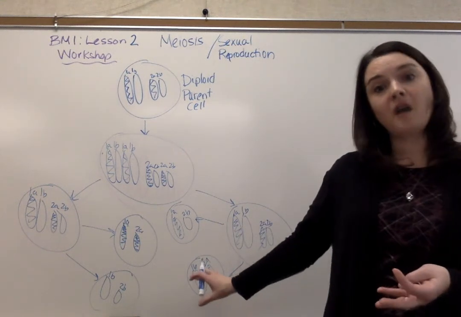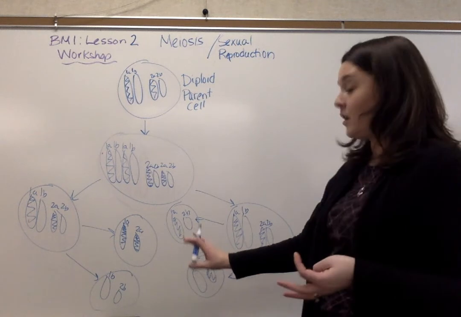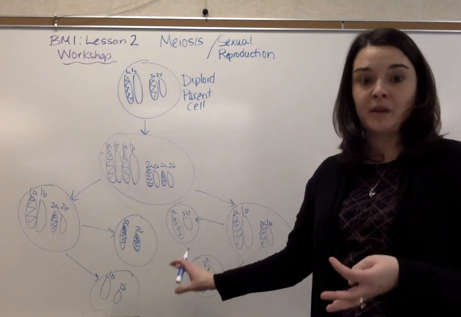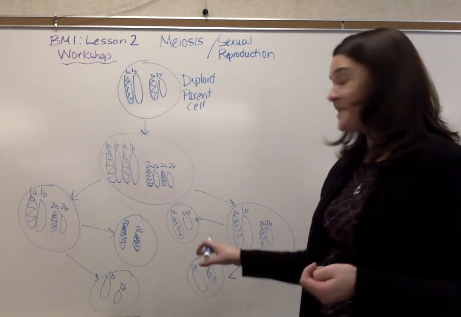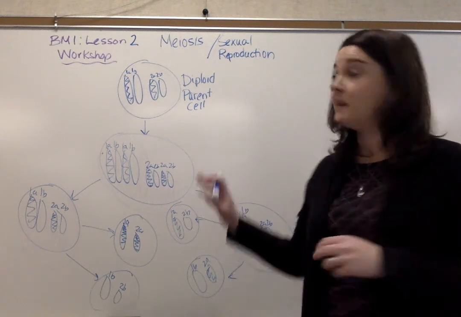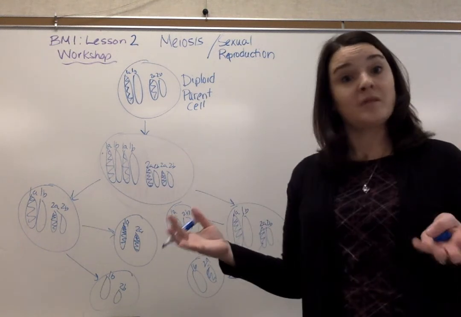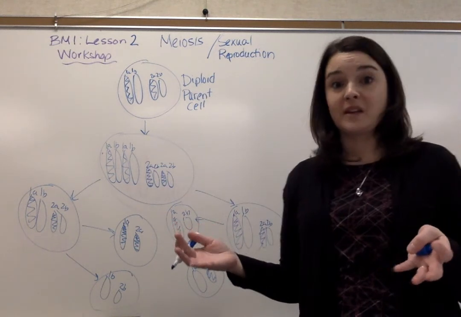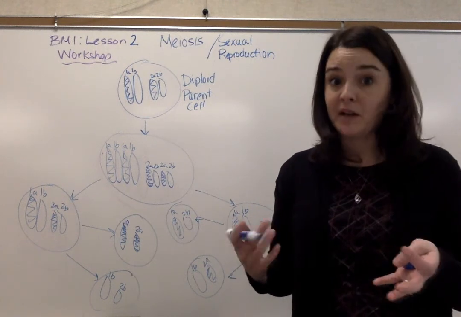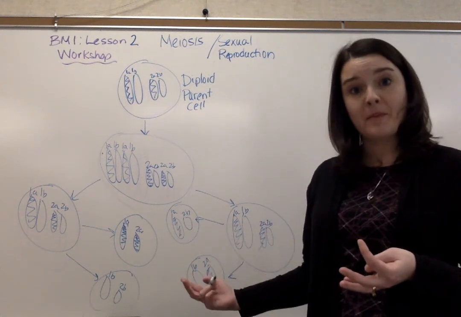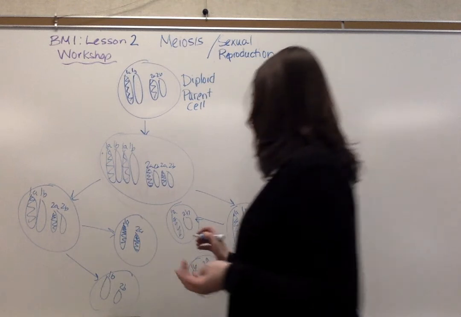So these are called daughter cells, just like in mitosis. Only in this case, they're not diploid like the parent. We have another word to describe chromosomes that are halved, and the word is haploid. So these are our 4 haploid daughter cells.